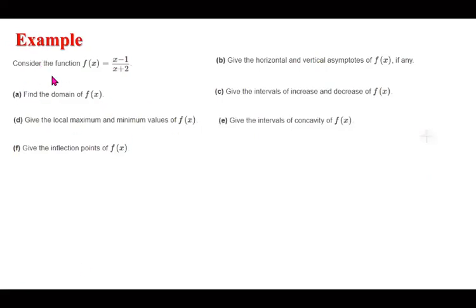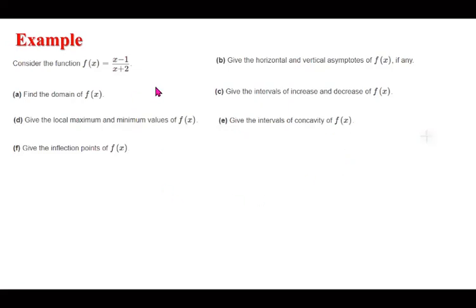It looks like a long problem. Consider the function, which is a rational function given here. We have to find the domain of the function, the local maximum and minimum values, and the inflection point. We have to write the horizontal and vertical asymptotes, if any, the intervals on which the function is increasing and decreasing, and also give the intervals of concavity of the function.